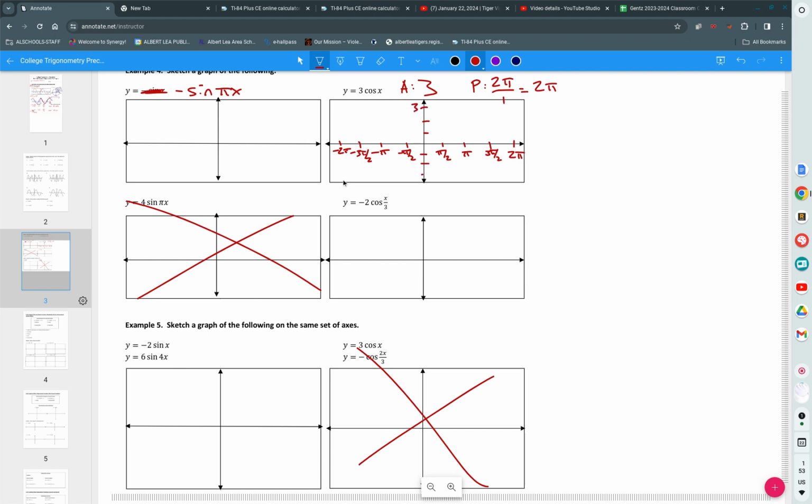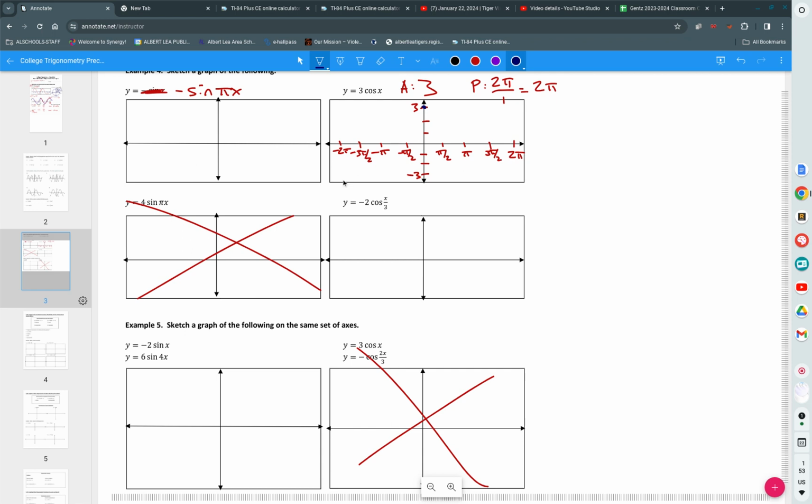And I'm going to go up and down instead of going to positive 1 and negative 1. I'm going to go to positive 3 and negative 3. Okay? So this is how it goes. We see that the cosine of 0 is 1. But then it gets multiplied by 3. So this one is not going to start at 1, but it's going to start up at 3.